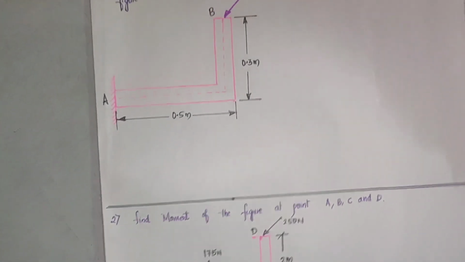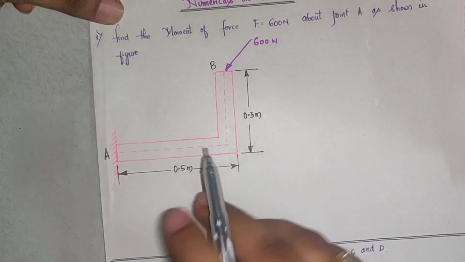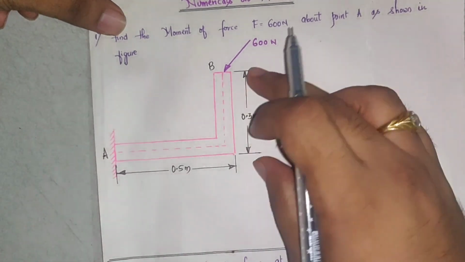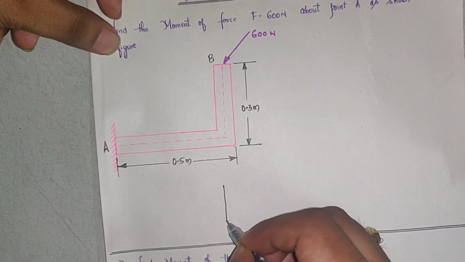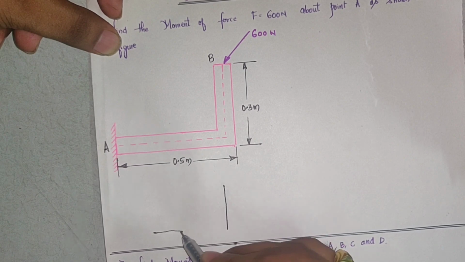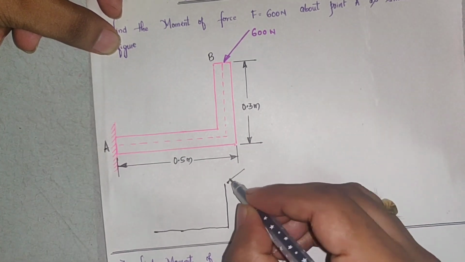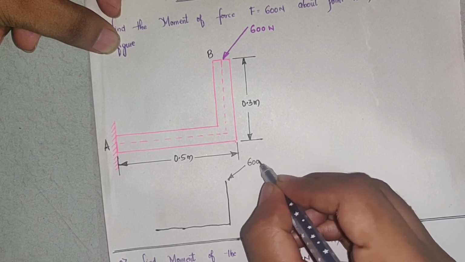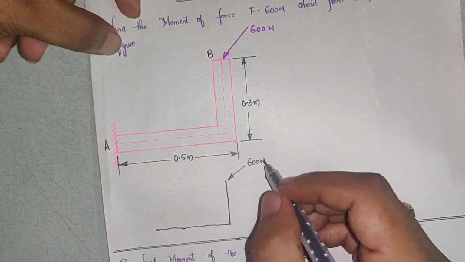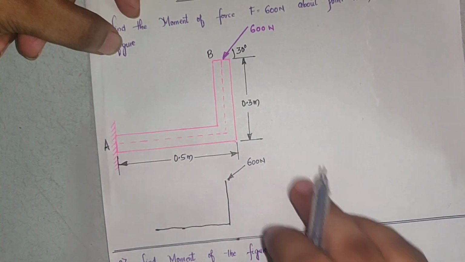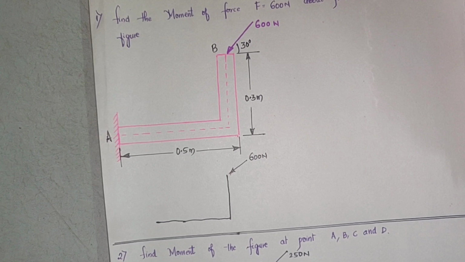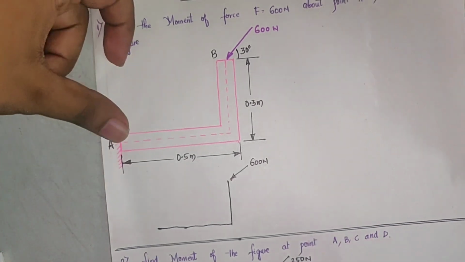Now to begin with, the first thing you have to do is look at the figure. This horizontal part is of 0.5 meter length, this is of 0.3 meter length. Always draw this line diagram so that it will give you a better understanding of the problem. This is a force of 600 newtons, and the angle made by this is 30 degrees. So this force has its effect both in the x direction and the y direction.